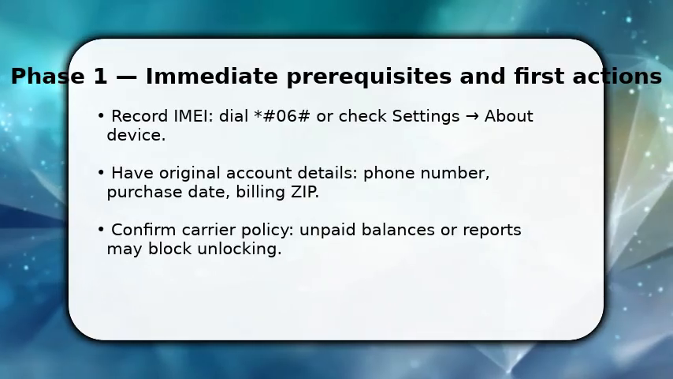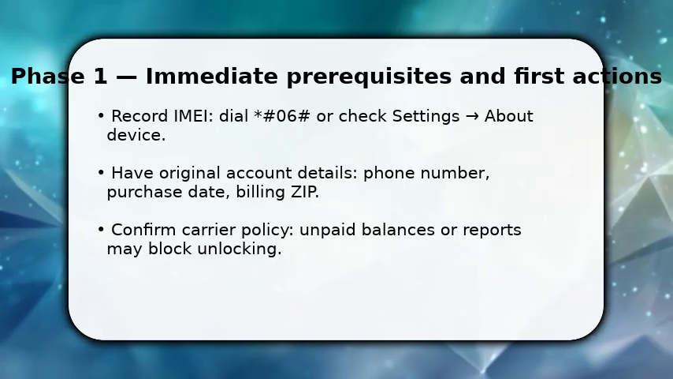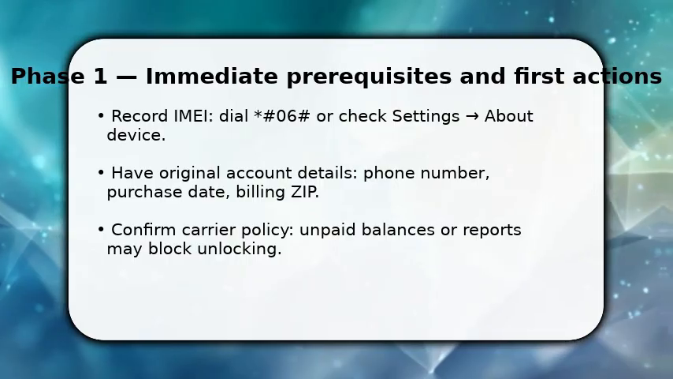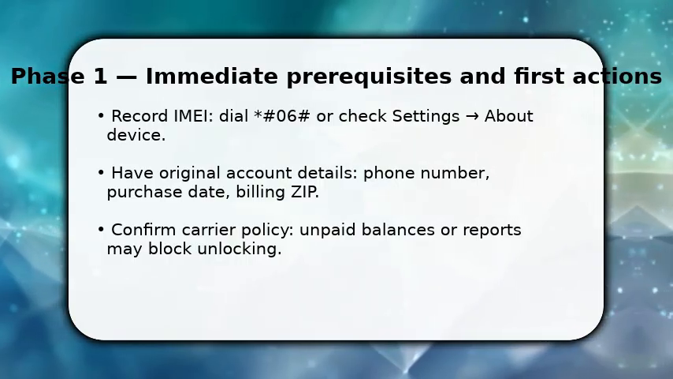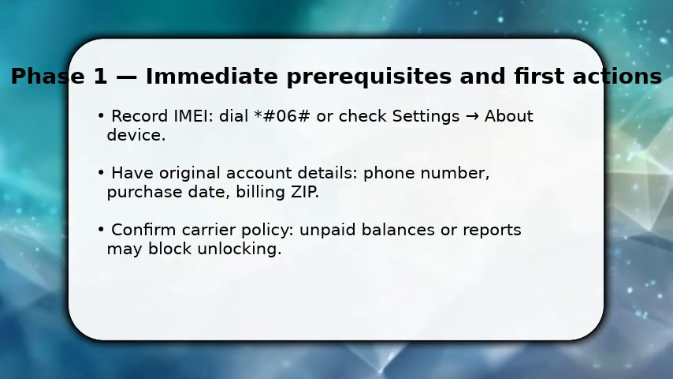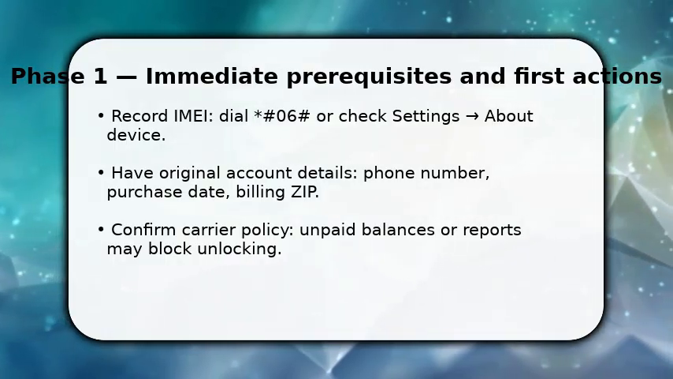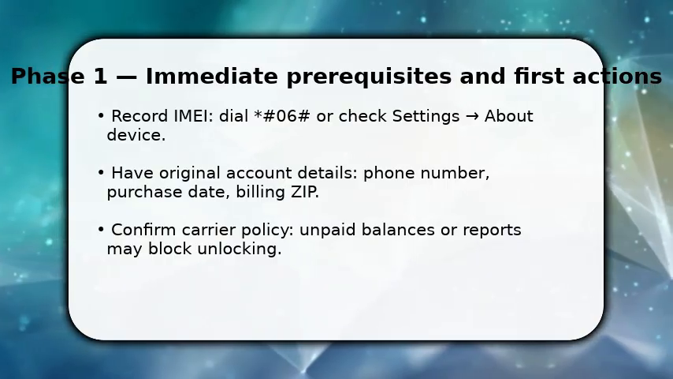You start by collecting the exact facts. This saves time and denials. Get the IMEI now, dial *#06# or open settings, right arrow, about. Then secure the original account info, phone number, purchase date, and billing ZIP so the carrier can verify ownership.